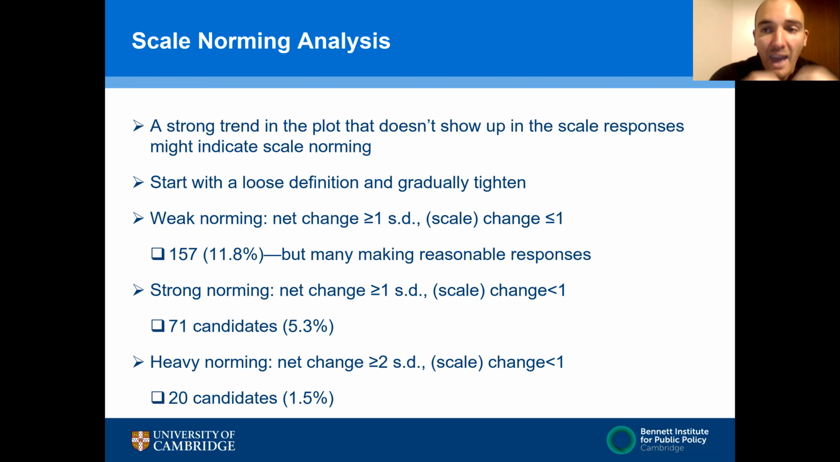If I go to a heavy definition that's really stringent, where I think at least two standard deviations, so a 7-point net change, which is like just a straight line going up, and no scale change, then we get 20 candidates, which is less than 2% of the sample.